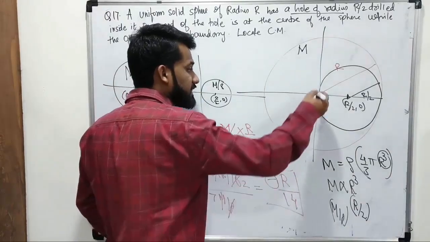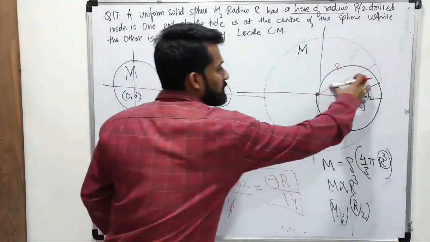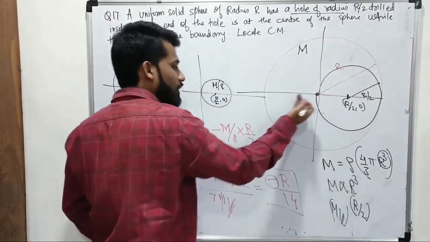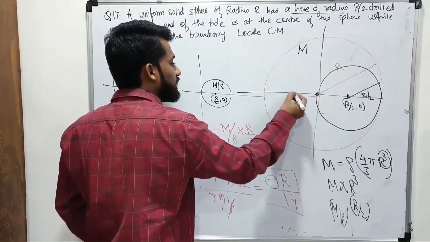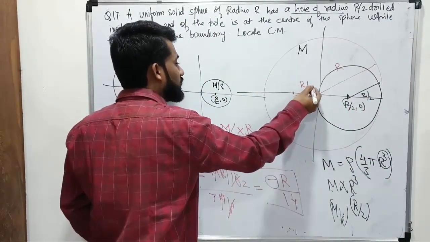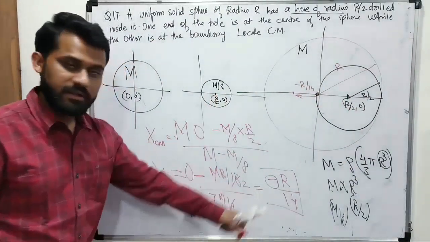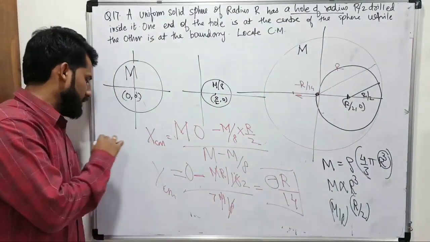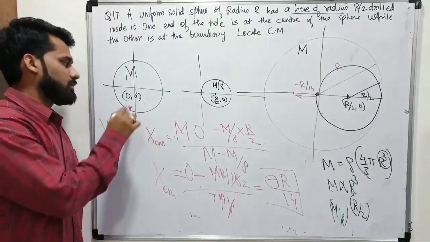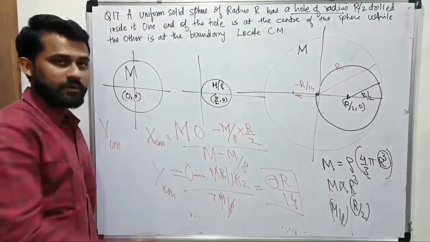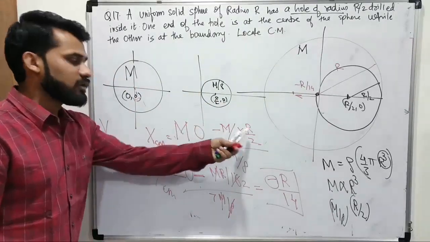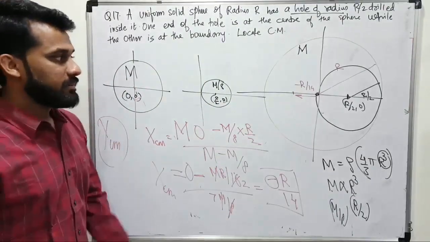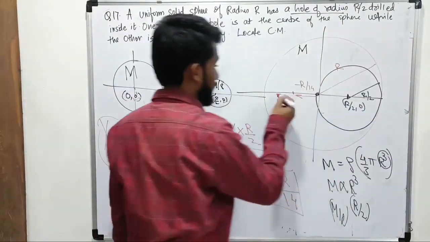The minus sign indicates it went to the left of the origin. If you remove a certain part of the sphere, obviously the center of mass will shift towards the left. And where will it shift? R by 14 to the left side, so the negative side. Is the y coordinate going to change, is ycm going to change? No, because this is also 0, this is also 0. Even if you put it in the formula, 0 will come. So ycm is not going to change. Basically the center of mass will remain on the x-axis.